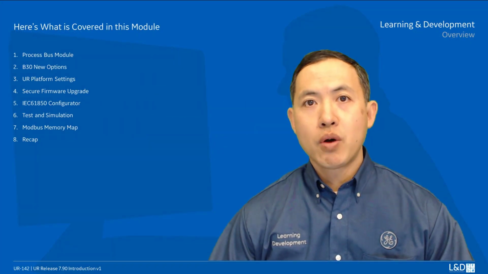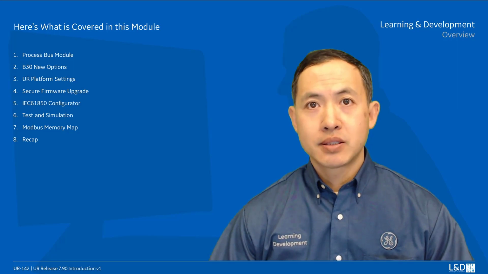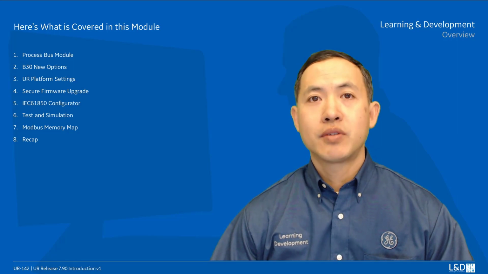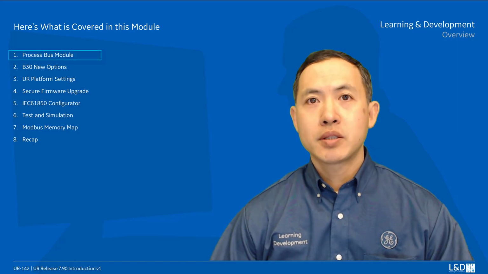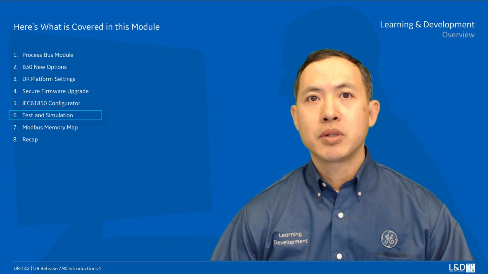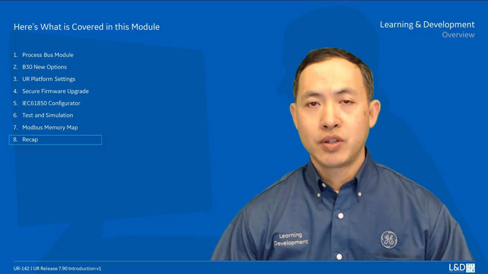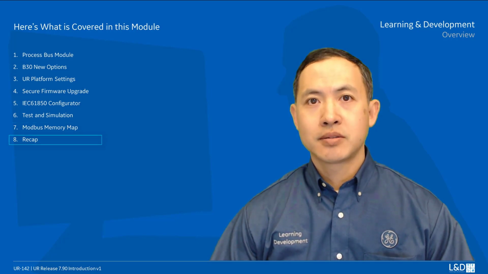Welcome to UR 142, UR Release 790 Introduction. In this training video, we're going to cover these topics: Process Bus Module, B30 New Options, UR Platform Settings, Secure Firmware Upgrade, IEC 61850 Configurator, Test and Simulation, Modbus Memory Map, and finally, we're going to recap what we learned in this training video. So let's get started.